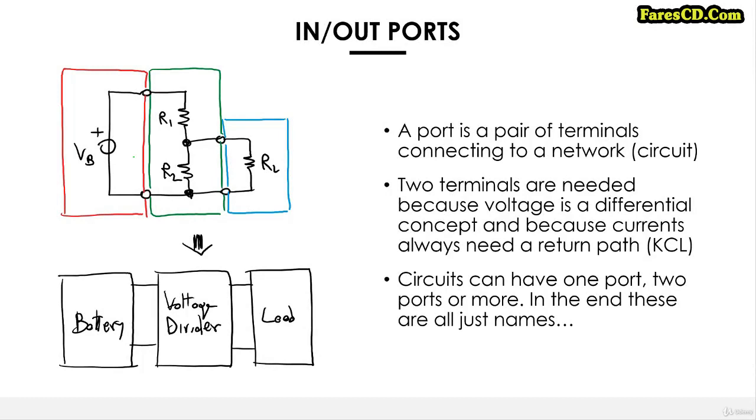I want to highlight a few more things. A port is always defined by two terminals. The reason for this is that you need 2 points to define a voltage, and currents always need to have a return path. If you look at this port, for example, the one of the battery, the Kirchhoff current law tells us that the current injected by the battery into the voltage divider must return from the other terminal. So if we call this one IB, we must have an IB coming back on the other terminal.